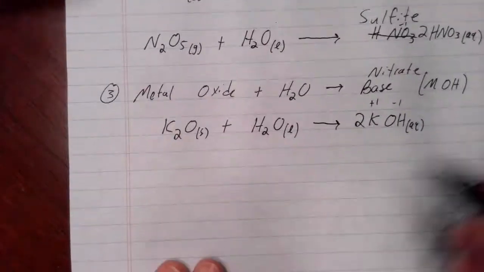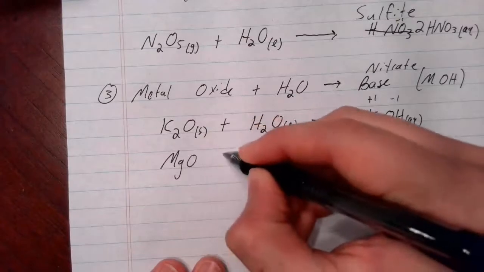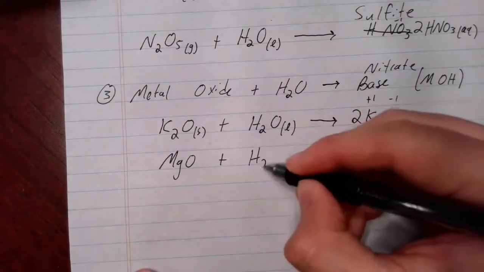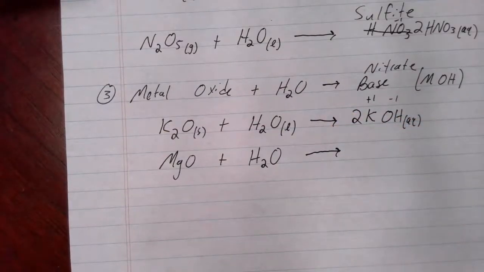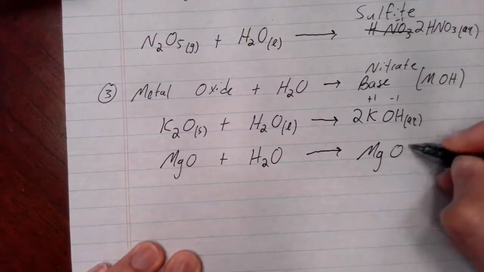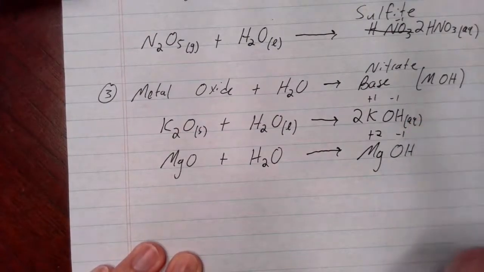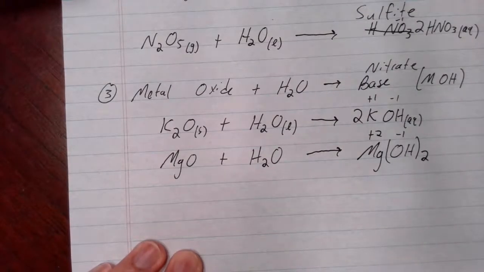So now let's say I have magnesium oxide, and we'll just leave the phase symbols off here so the problem did not specify, plus H2O yields. Okay, so I recognize it as a metal oxide plus water, so I need to make a base. So I start off with my metal, Mg, then I need a hydroxide. Okay, and you go back and check my charges, +2, -1, those do not cancel. So I need to cross my charges to Mg(OH)2.